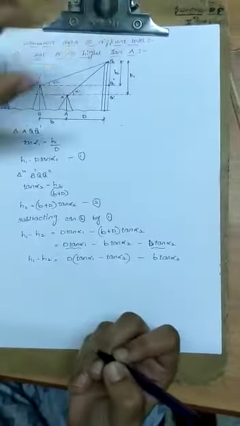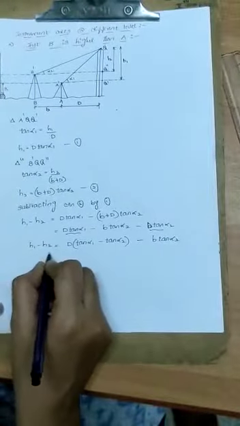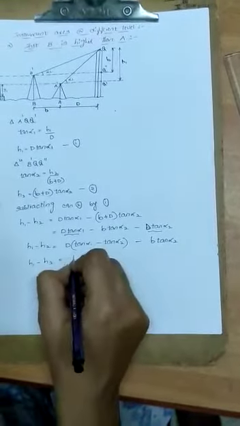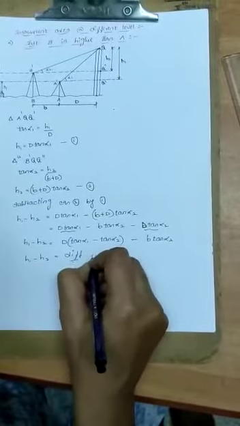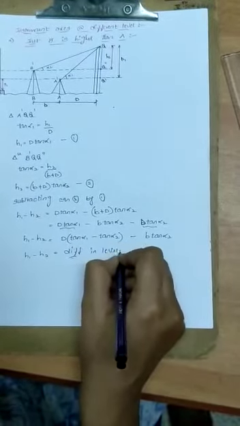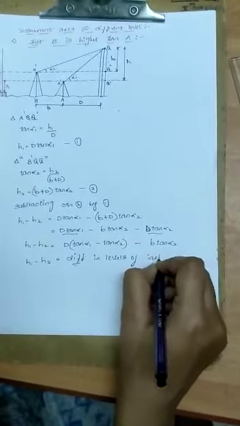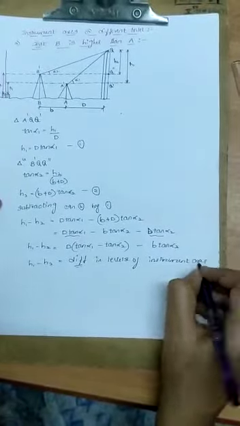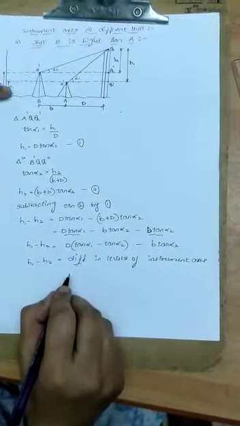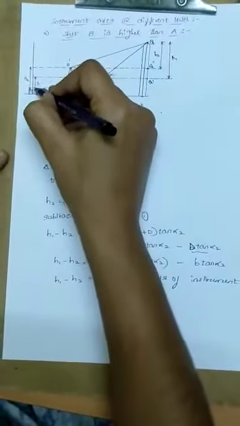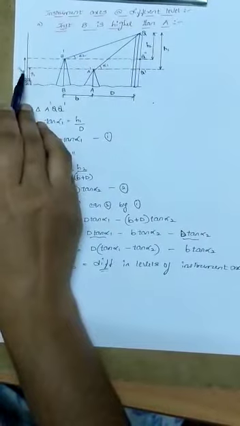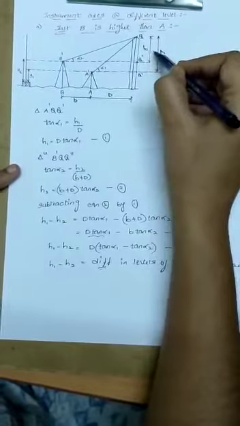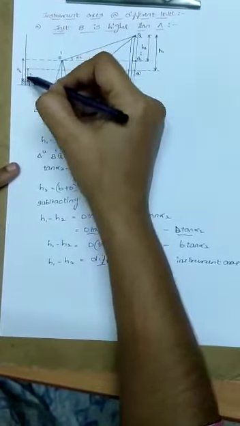What is h1 minus h2? It is nothing but the difference in levels of the instrument axis. H1 and H2, it is nothing but the difference in levels of the instrumental axis. Difference in levels of instrumental axis means what? S2 minus S1, whichever is higher. H1 minus H2 is equal to the difference in level of the two instrumental axes.